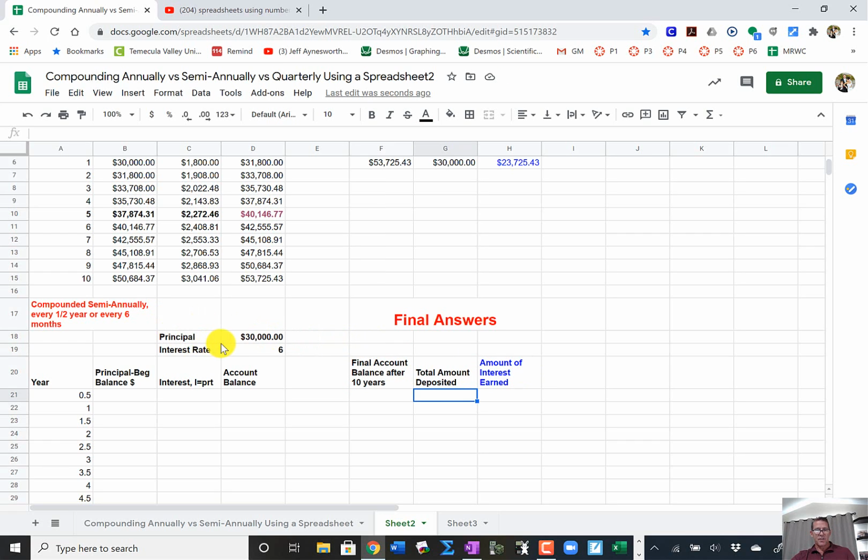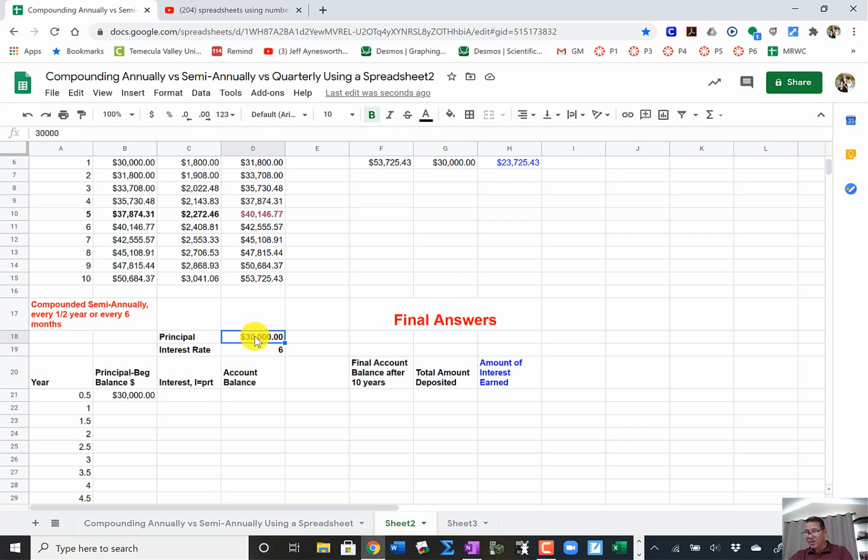All right, so let's set up the cells. Now remember what we did before. We set everything as a formula. So we start off with an equal sign, and I select the cell that has the principal in it. In this case, it's D18. So you click on D18 and hit enter. Notice that now my beginning balance in the spreadsheet is $30,000, which corresponds to my principal right here.